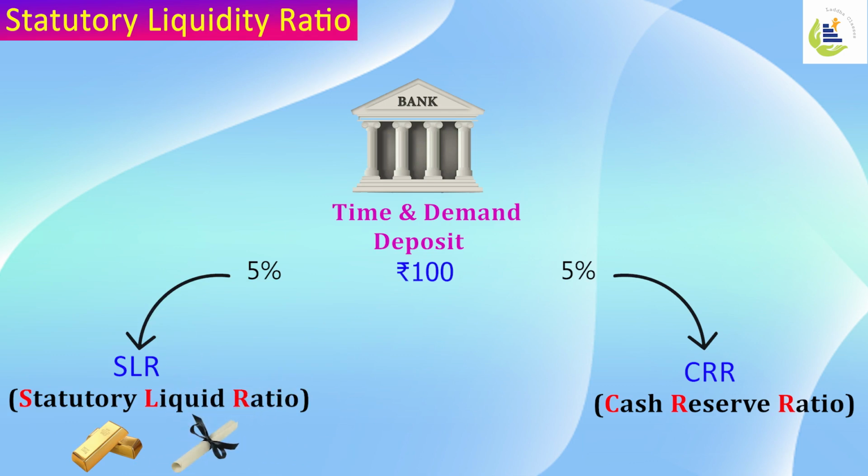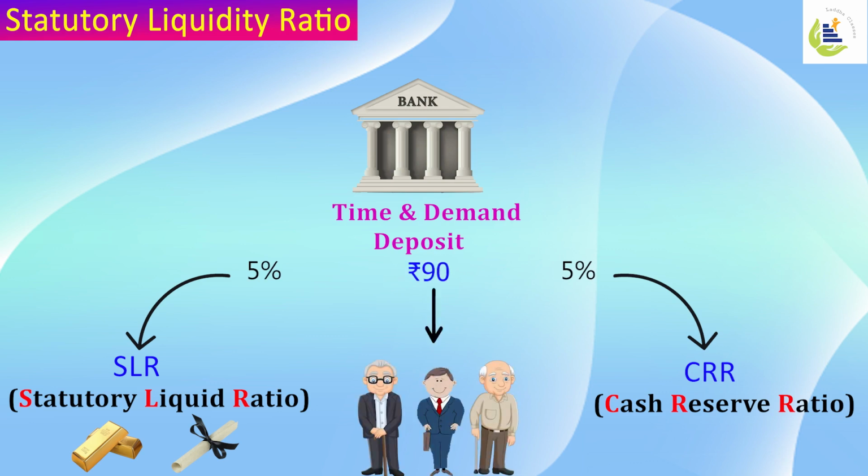Now what happens? Out of 100 rupees of deposit, 5% goes to RBI and 5% has to be kept in the form of liquid assets. So now the commercial bank only has 90 rupees to distribute in the market. So the higher the SLR, statutory liquidity ratio, the lesser will be the funds available for the commercial bank to circulate in the market. So less money circulation will happen.